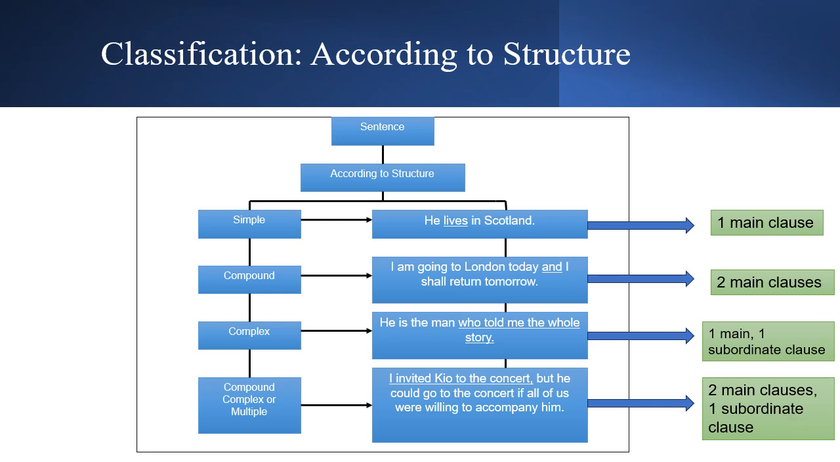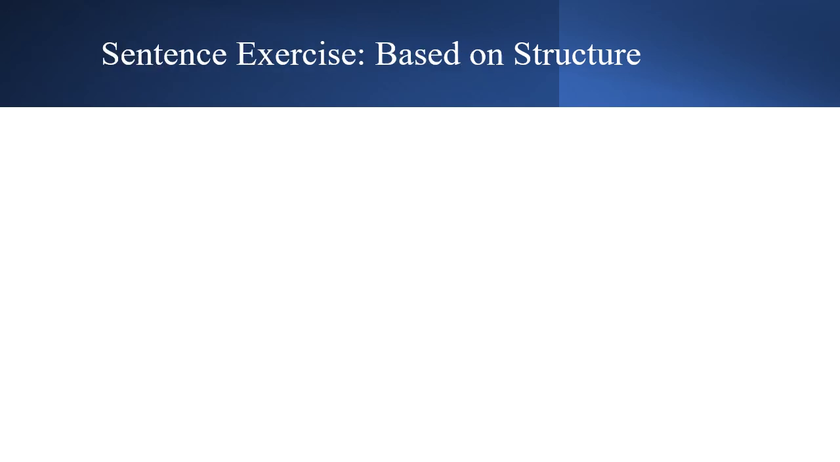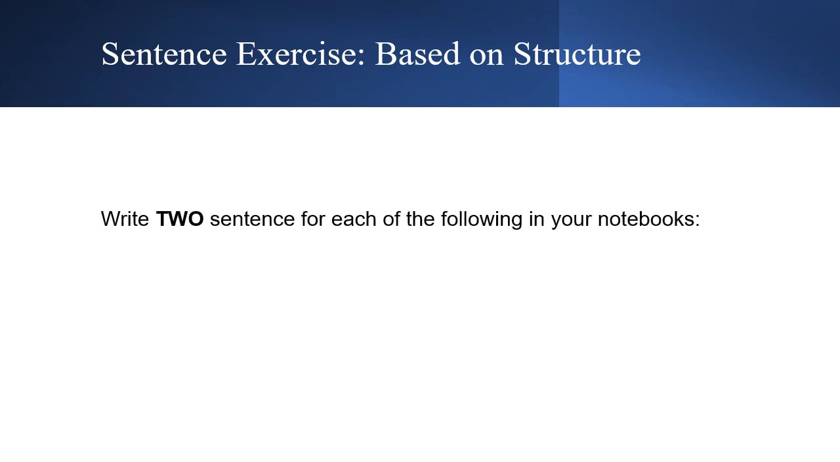Now in a compound complex sentence you have to have minimum two main clauses. You can have one subordinate clause, you can have two subordinate clauses, you can have three subordinate clauses, it doesn't matter, but at least one subordinate clause and two main clauses make one compound complex sentence. Okay, I hope you understand that. Now on the next slide we have again some exercise for you.